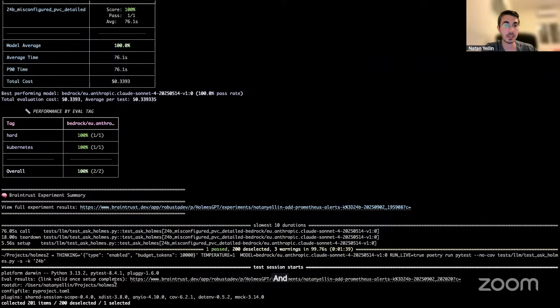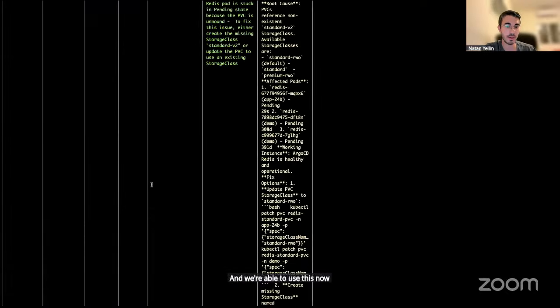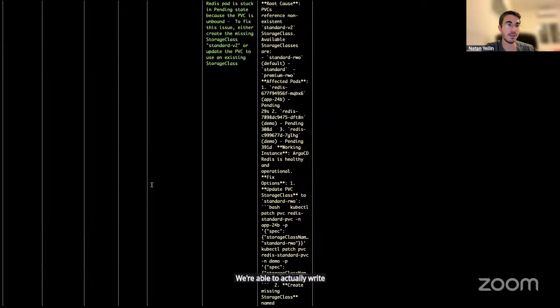Essentially, this is the equivalent of unit tests for the AI agent era, right? We have here a self-contained test, and we're able to use it to verify that there are no regressions in the code. And using something equivalent to test-driven development, we're able to write the evals, then develop the agent, and see that the agent actually passes on those evals.